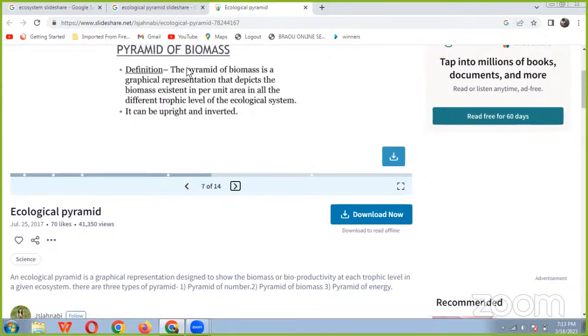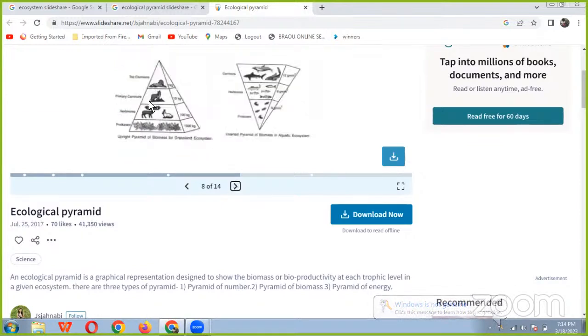Next is the pyramid of biomass. The pyramid of biomass is the graphical representation that depicts the biomass per unit area at all the different trophic levels of an ecological system. This also can be upright or inverted. Most are upright, for example the grassland ecosystem, and the inverted ones are especially the aquatic or pond ecosystem.